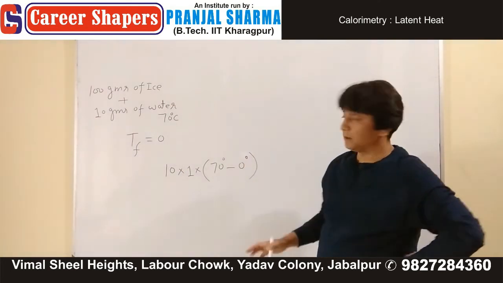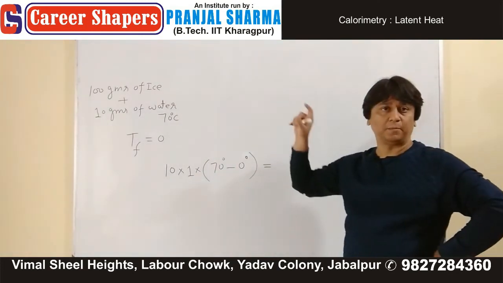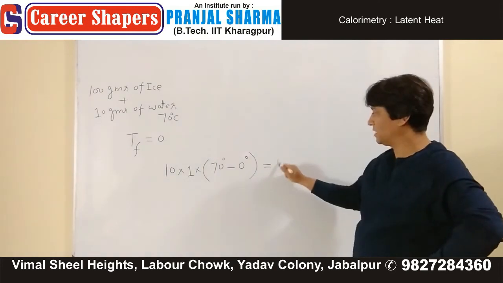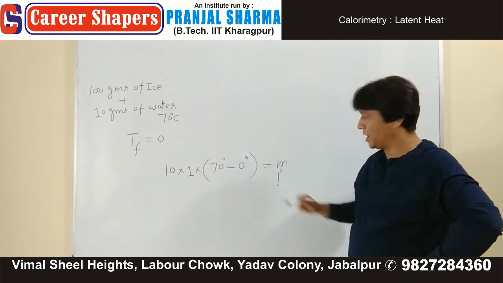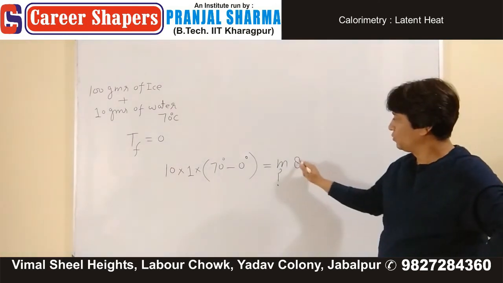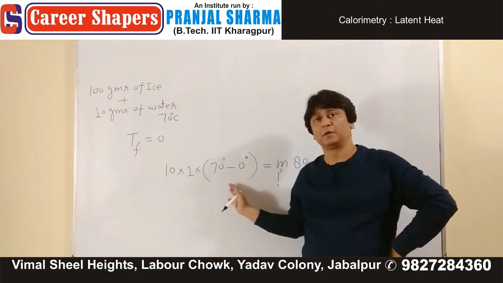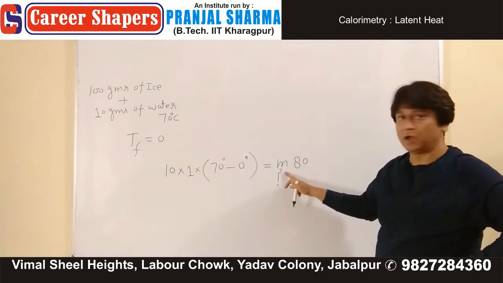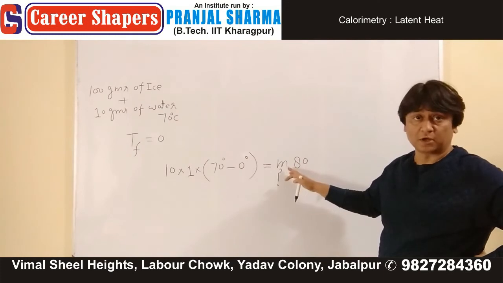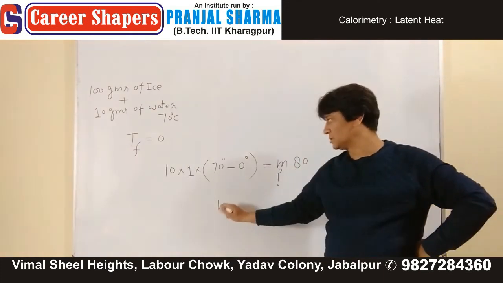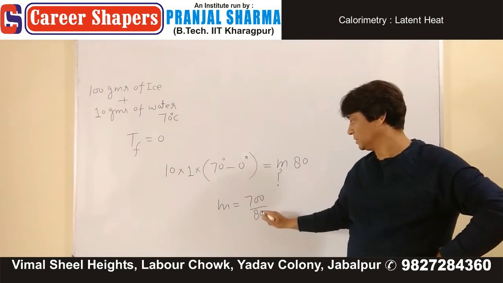And now we know that this heat only melts a part of the ice present. Let's say that mass is m. We have no idea what this m is. m into 80. Whatever heat is coming only melts m mass of ice. So this is the melt water, which is m equals 700 divided by 80 grams.